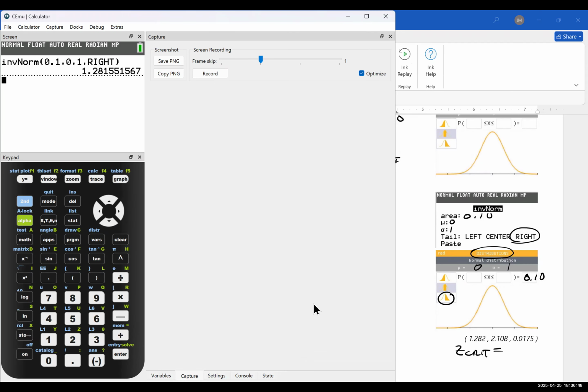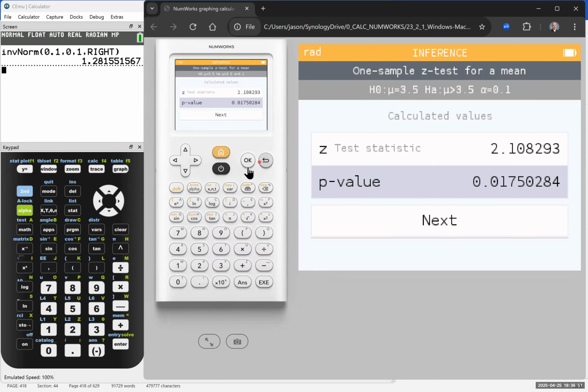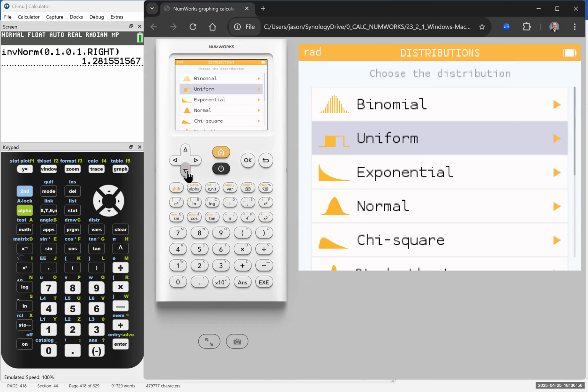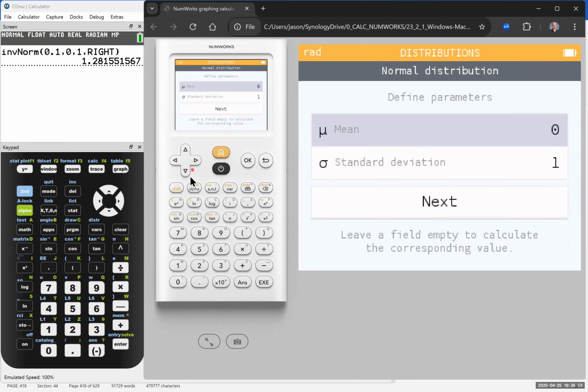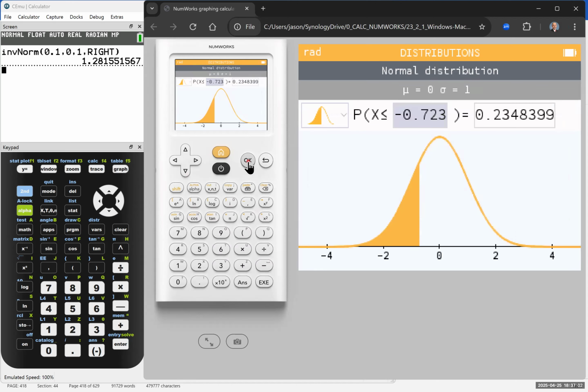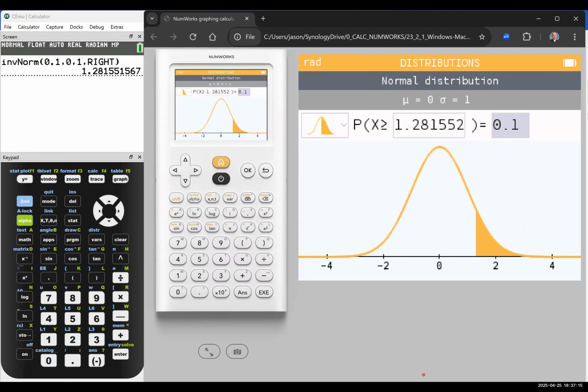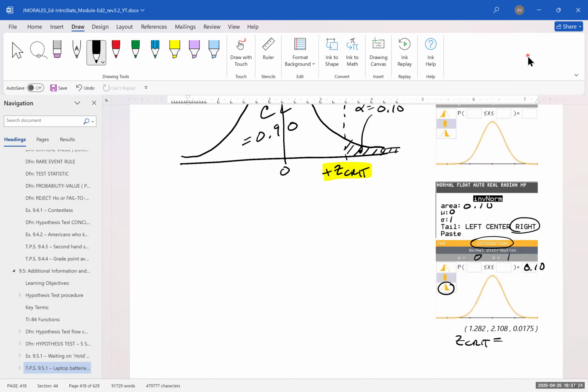Let's do the same thing here. So let me go back to home, go to distributions, and go to normal. Mean of 0, standard deviation of 1, and I want the area to the right with an area of 10%. 1.282. That's good. So we have a Z critical value of 1.282.